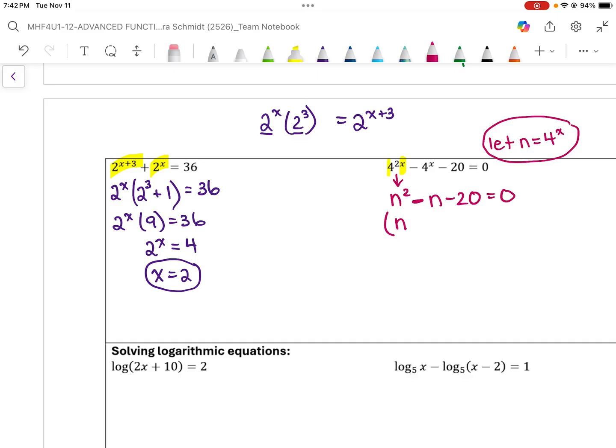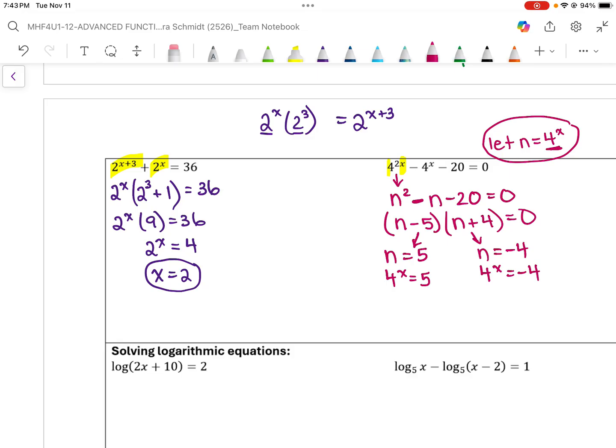Two numbers that multiply to negative 20 and add to 1 would be negative 5 and positive 4. And then we can say that n minus 5 is equal to 0, so n must be equal to 5. N plus 4 is equal to 0, so n must be equal to negative 4. And then we can replace n with 4 to the power of x, and then we can solve for x.